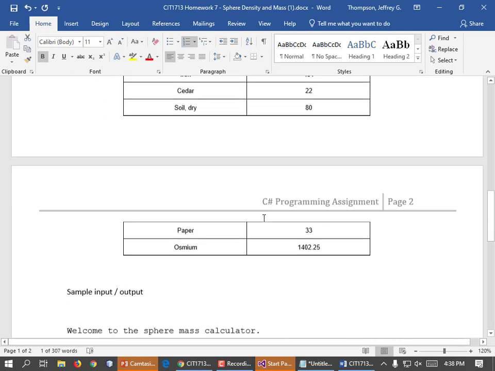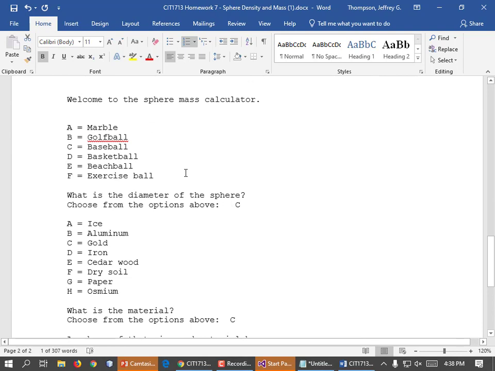So the second page, sample input output. Welcome to the sphere mass calculator. Isn't it funny how some words need spaces in them and others not? It's a golf space ball, but it's a baseball, no space. Anyways, welcome to the sphere mass calculator.